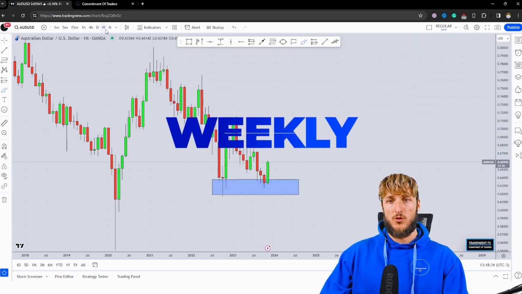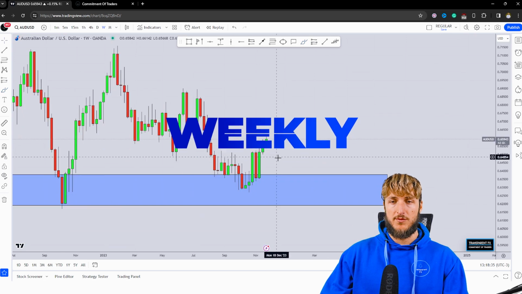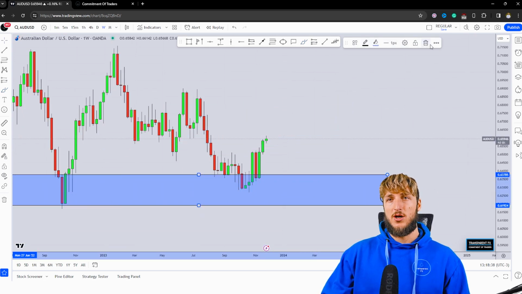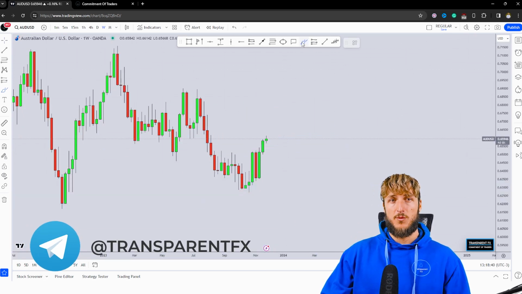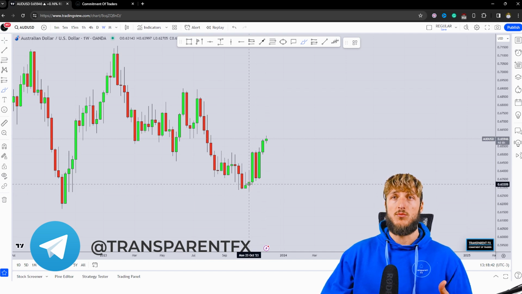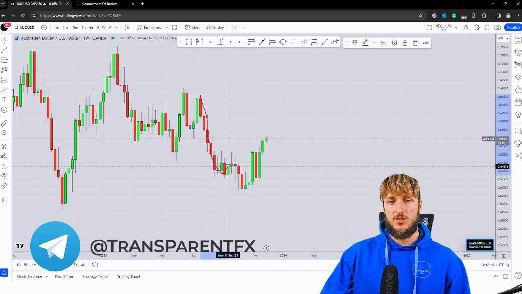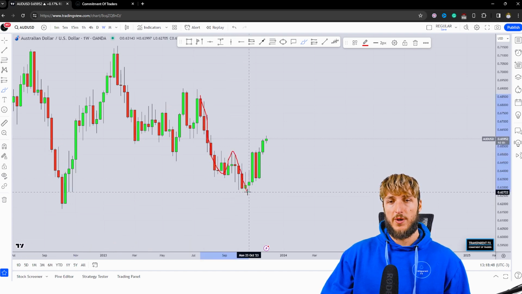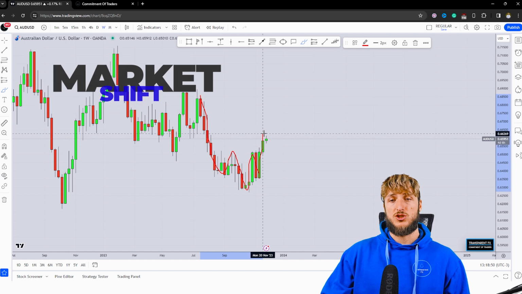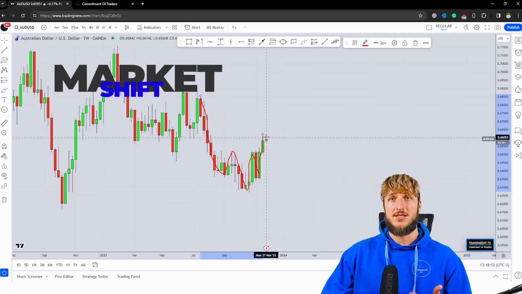Now, dropping down on the weekly time frame, what do we see? Well, from a weekly standpoint, we can see how this market just shifted from a weekly bearish market to now a weekly bullish market. In fact, what we can see is that the market clearly was creating lower lows and lower highs. Now the market shifted to creating higher highs and higher lows.